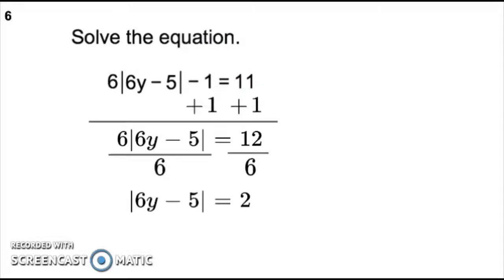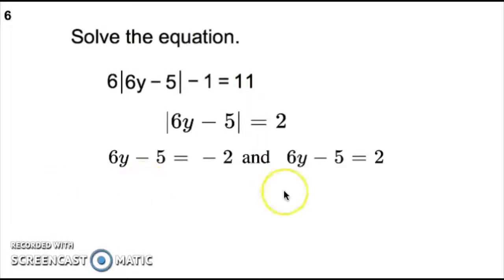You've got to think of what two numbers have an absolute value of 2. That is 2 and negative 2. So write two equations, being 6y minus 5 equals 2 and 6y minus 5 equals negative 2. Now make sure, before you start solving for y, that you write the two equations first. Don't do it before then.